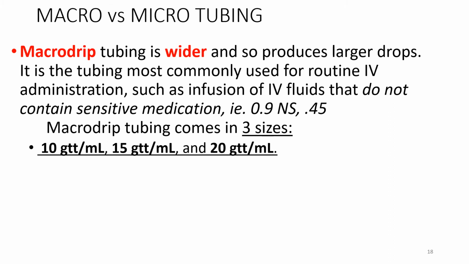So there are 3 different sizes. You may have to calculate a math problem in which you use either 10 drops per milliliter, 15, or 20. Okay, so those are the sizes that your macro drip tubing are supplied in. So know those, know why we use macro drip, and the types of medications that we can infuse or typically infuse through the macro drip tubing.